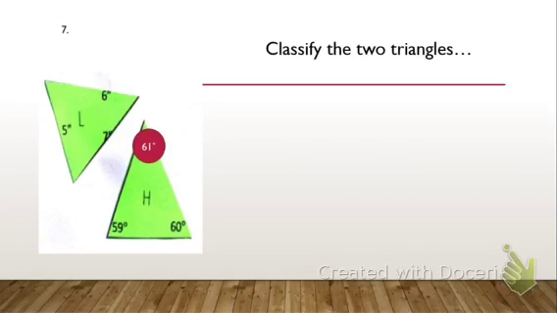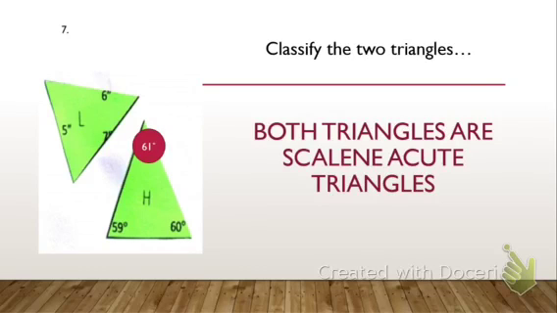And let's look at the angles. Are they less than 90, greater than, or equal to? All three for triangle H are less than 90. So both triangles are scalene acute triangles. Scalene, because none of the sides are the same. Acute, because the angles are less than 90.